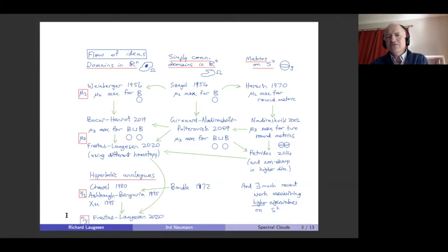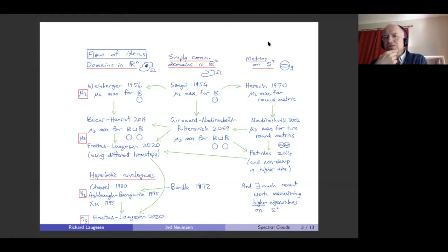But ideas are coming in also from the other side of the diagram. Over here on the other side, metrics on the sphere. So Hersch in 1970 took those ideas of Szego in a different direction and interpreted them as telling something about metrics on the sphere. Because Szego's result, although it was formulated for simply connected planar domains, what he was really doing was using the conformal map to push the Euclidean metric on the domain over to the disk. And then he was working with metrics on the disk. He didn't exactly phrase it that way, but he would have understood it in those terms, I'm sure.